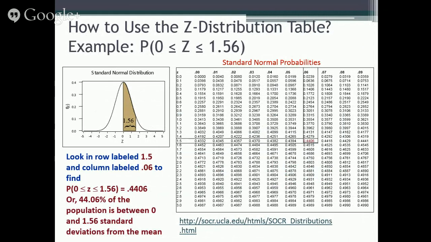And very quickly, if I wanted to find 24% of the population, the probability being 24% of the population above the mean, I would look here. This one's a little bit closer, so this is the row for 0.6 and the column for 0.04, 0.64. My standard deviation would be 0.64 standard deviations from the mean. And again, if I was looking at the other side, I would subtract it from 1.